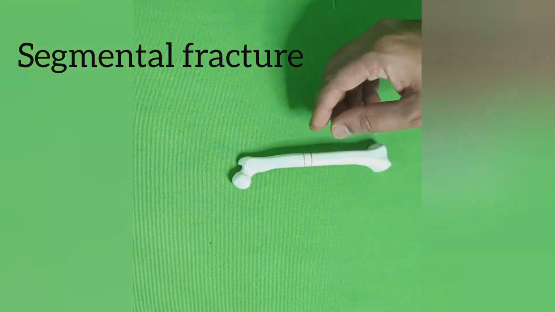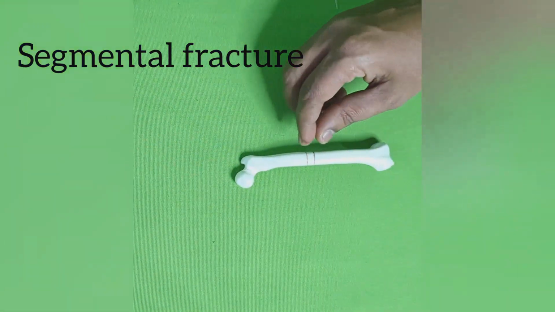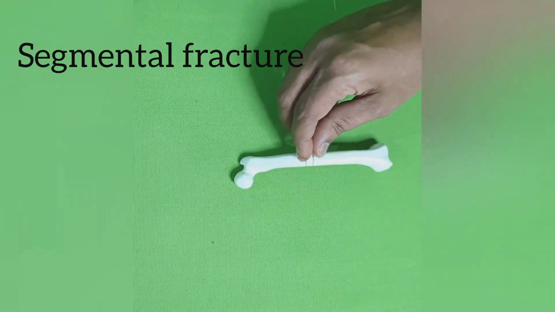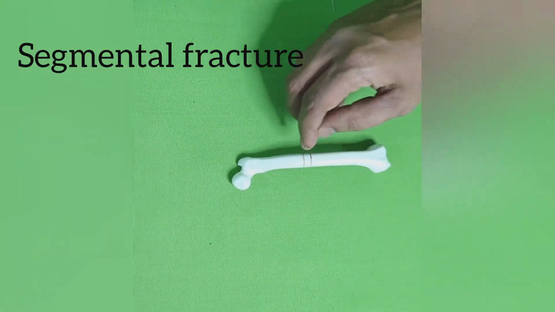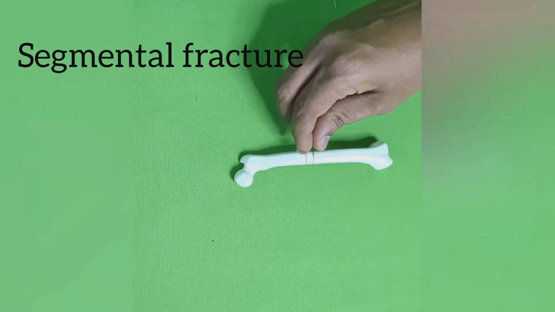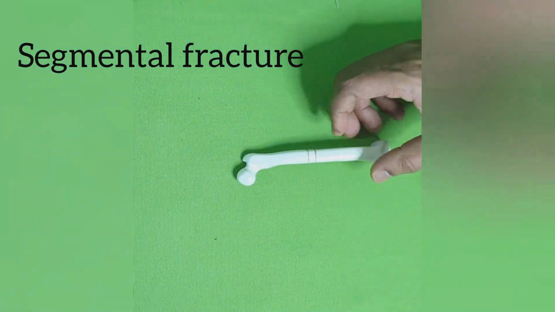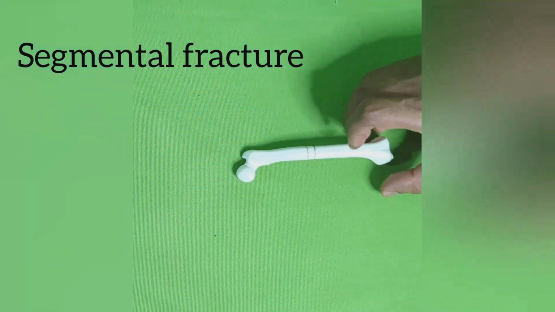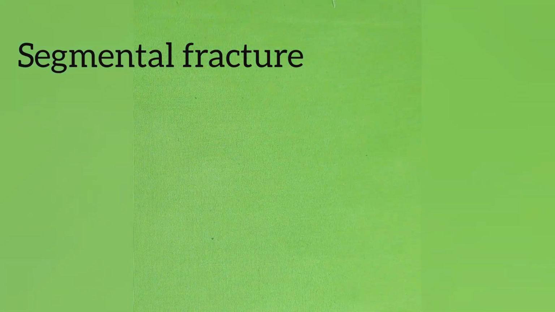And the next one which we are going to see is the segmental fracture. So look at this type of fracture pattern. So here there is a segment. Can you see the fracture line here? Okay, so this is a part of segment where the union can delay.